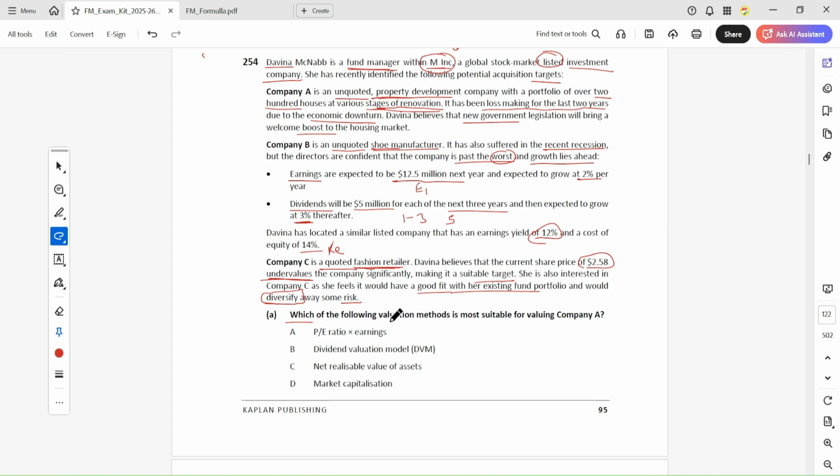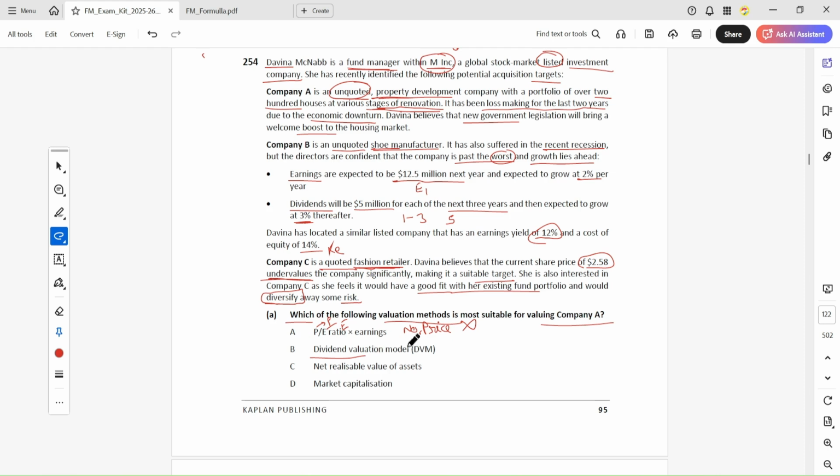Which of the following valuation methods is suitable for company A? Okay, for company A, which method is suitable? So company A is unlisted. If unlisted, there is no price. So this is the price divided by earning. No price in unlisted, so this cannot be used.